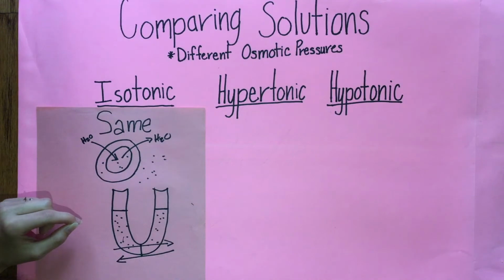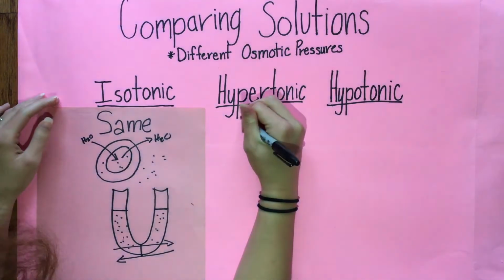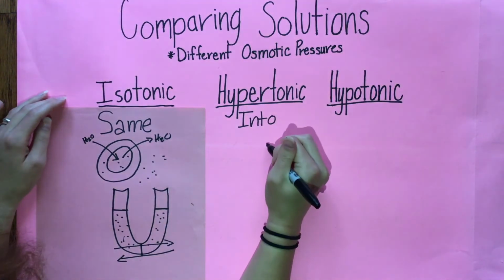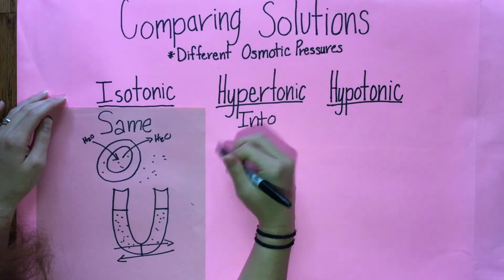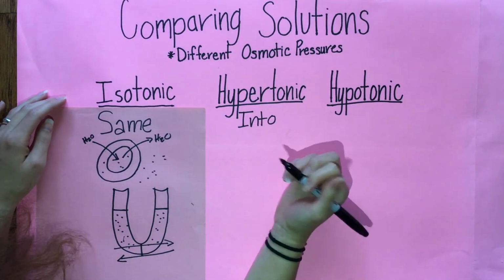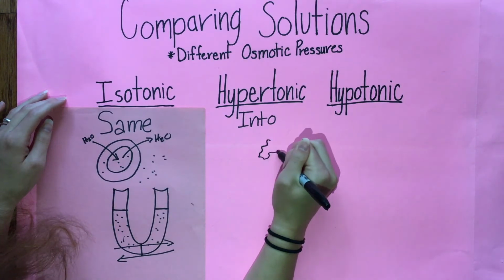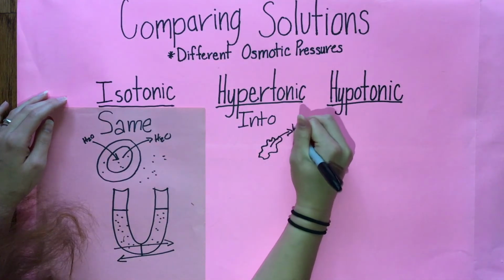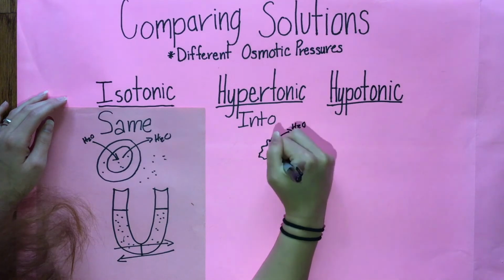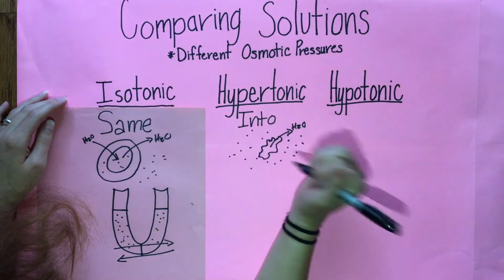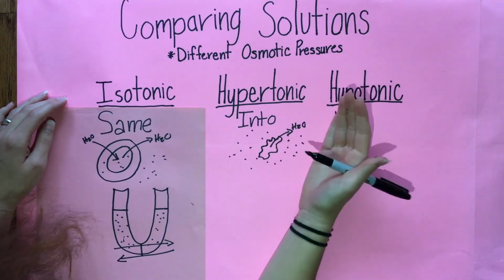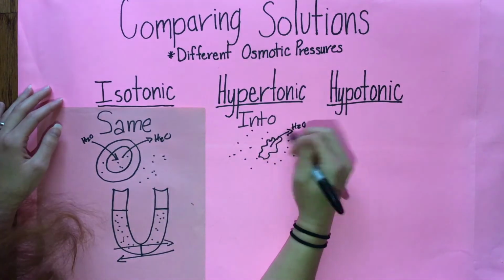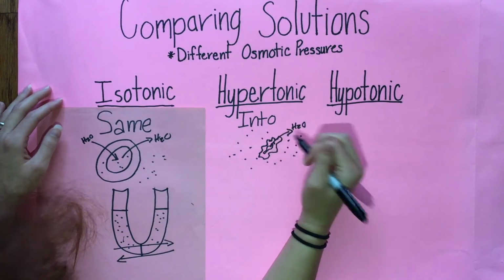In a hypertonic solution, water will tend to flow into the solution. So if we have a red blood cell in a hypertonic solution, the cell is going to shrivel up, because all the water will be leaving the cell to go into the solution. The solution has more particles in it, and the water wants to go to where the most particles are, because it wants to make an even amount of water in everything. So the water is going to leave the cell and shrivel it up.